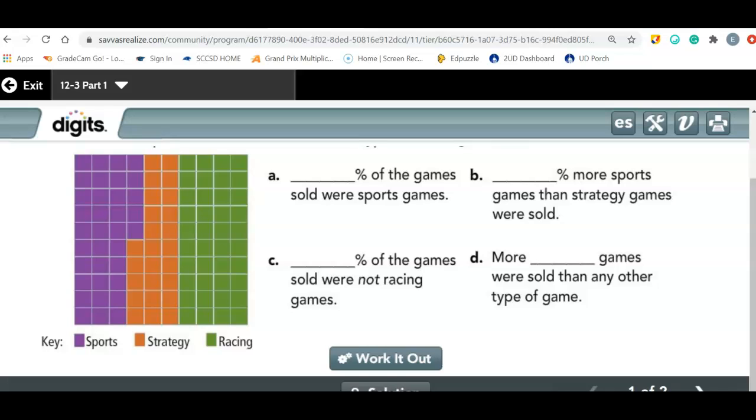And racing. All right, good. Have a seat.